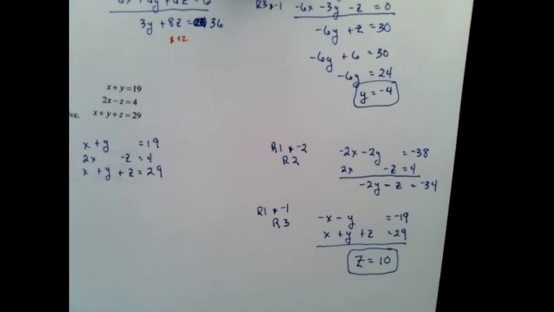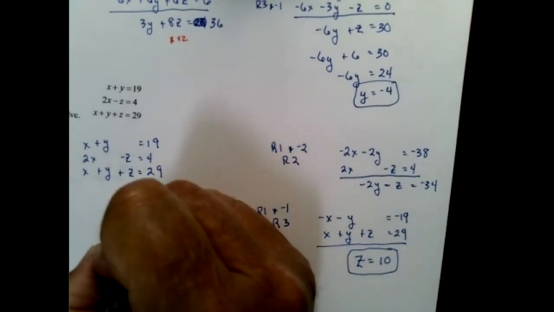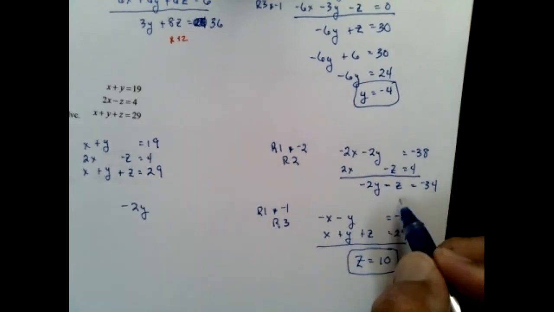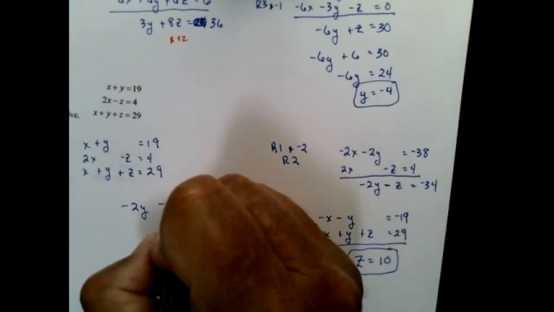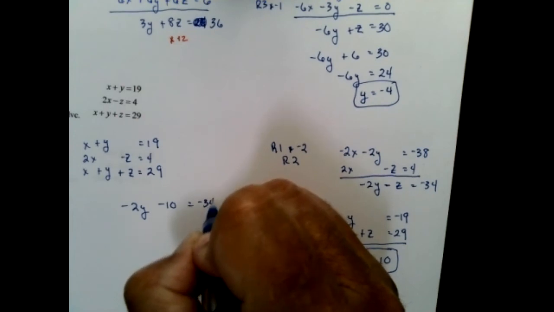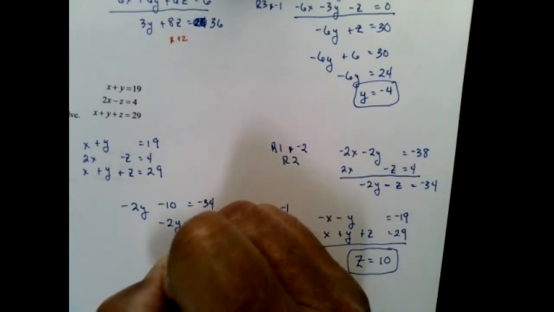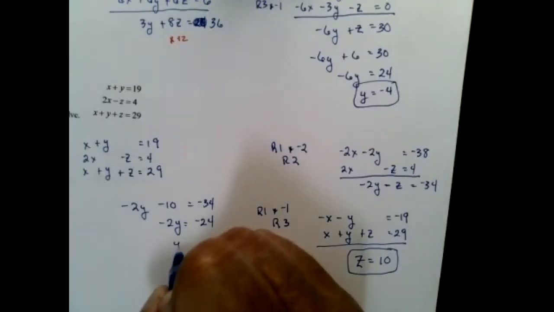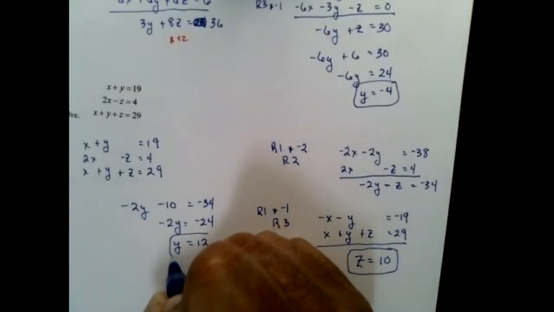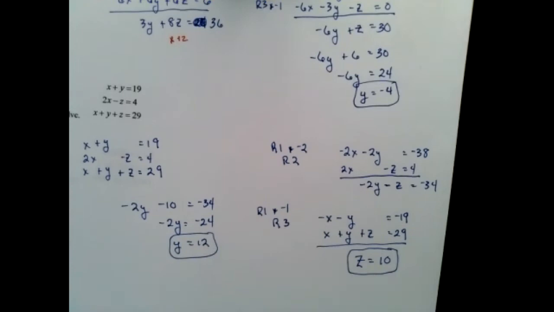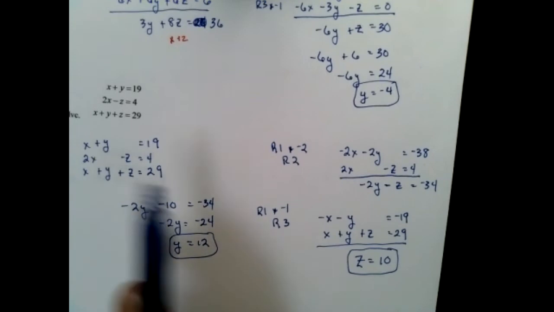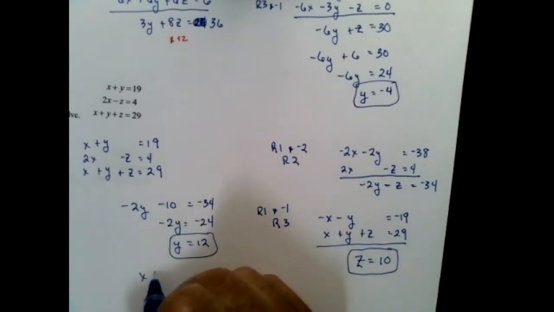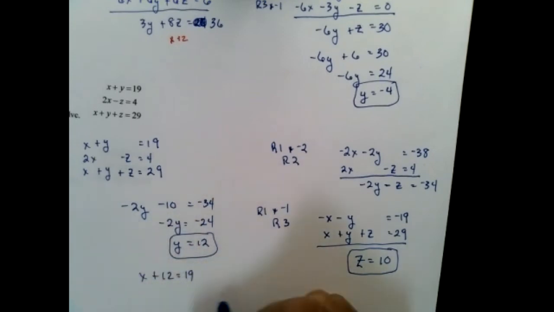Now I'm excited. Over here, I'm now going to have negative 2y minus 10 equals negative 34. And I'm going to add 10, and it looks like y equals 12. And I want to find x, or calculate x. I'm going to use this first one. x plus 12 equals 9, x equals 7.